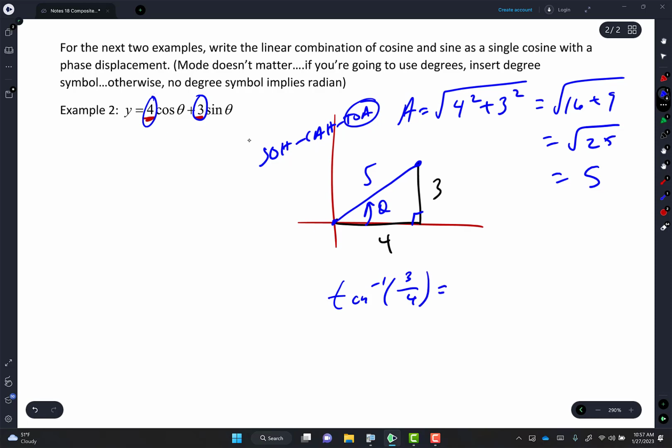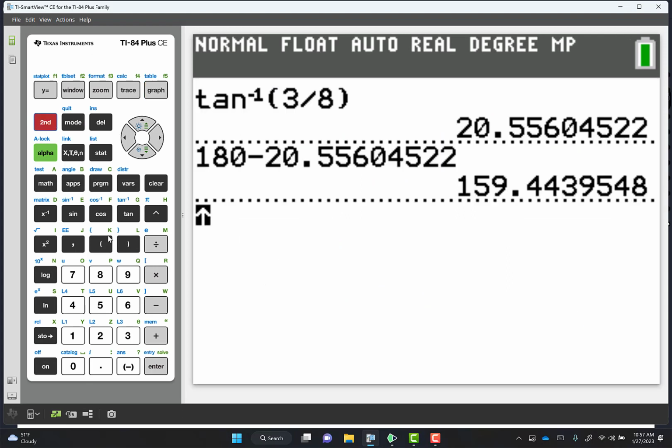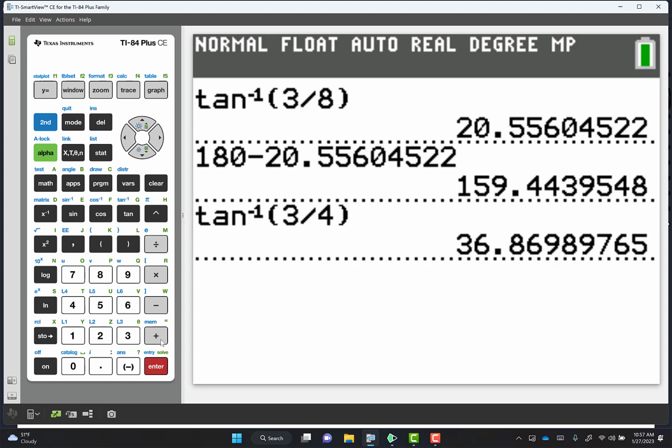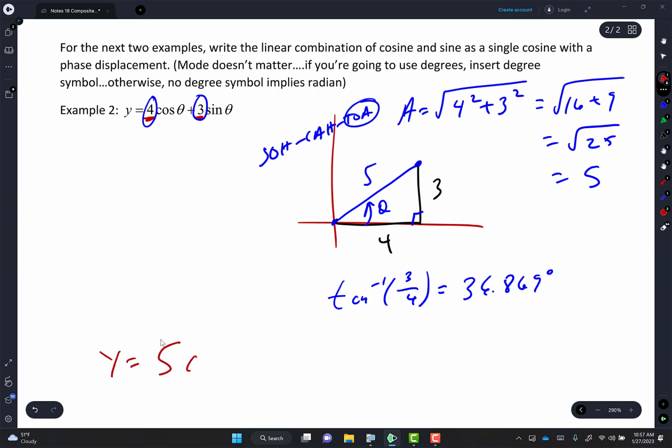I take my calculator, and I'm going to go second, arctan of 3 over 4. And I push enter. And there it is, 36.869 truncated. Put a degree symbol. That's the answer I want. I'm already in quadrant 1. So here we go. Here's my equation. Y equals amplitude 5 cosine parenthesis theta minus 36.869 degrees. I truncated it, guys.